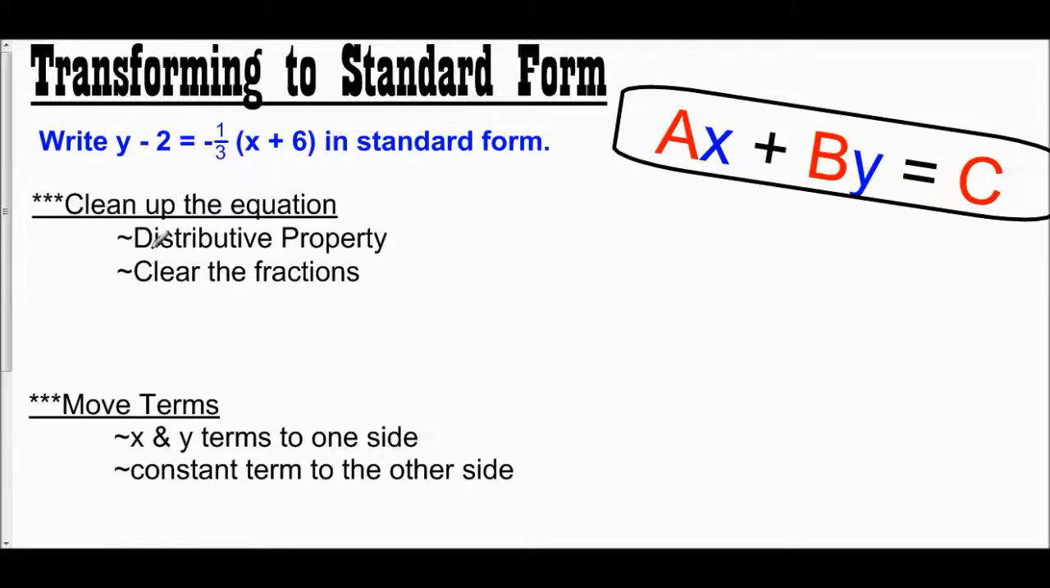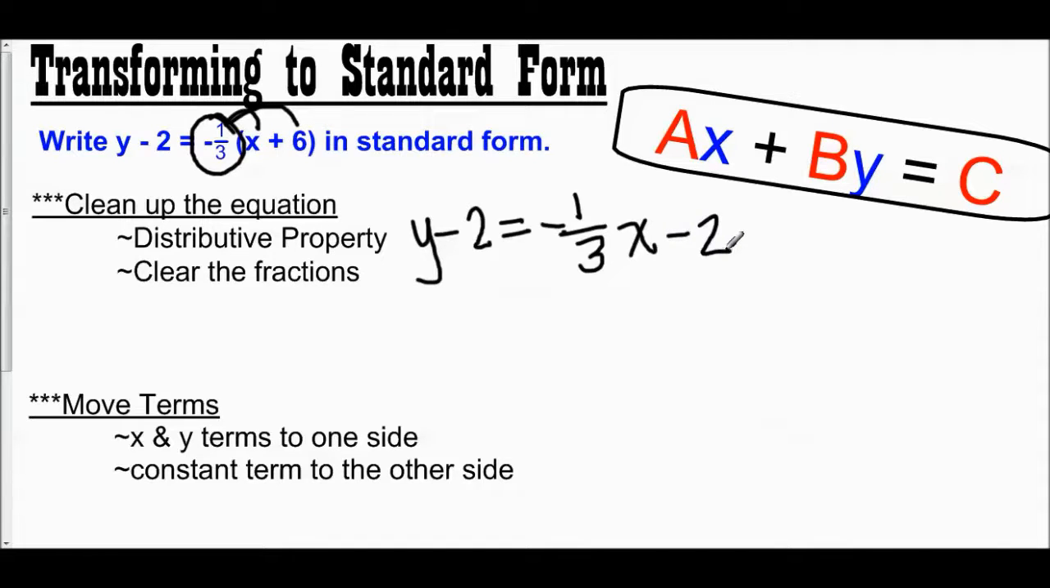And by cleaning it up, you know that to mean doing the distributive property where necessary, and then also we're going to be clearing out those fractions because standard form has to be written with integers, no fractions, no decimals. So I'm going to start by distributing that negative 1/3 to each of those terms. So on the left side, y minus 2 stays there. And I'm going to have negative 1/3 x. And negative 1/3 times 6 would be negative 6/3, which would be negative 2.